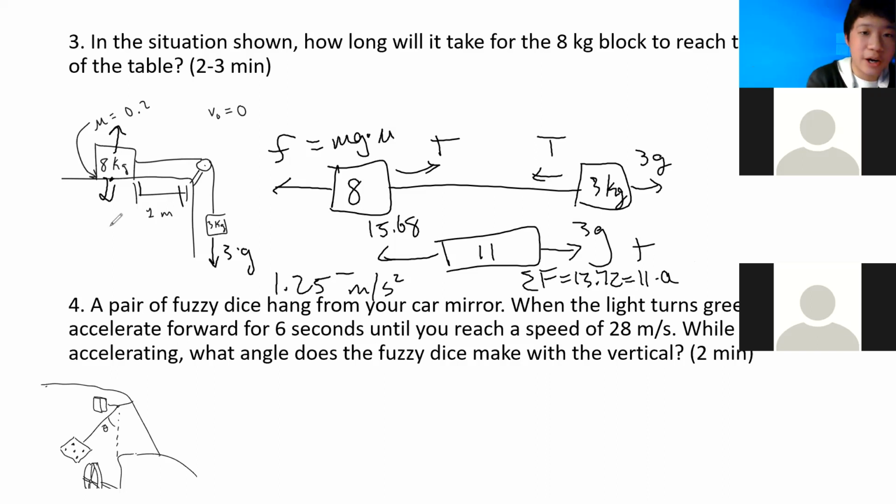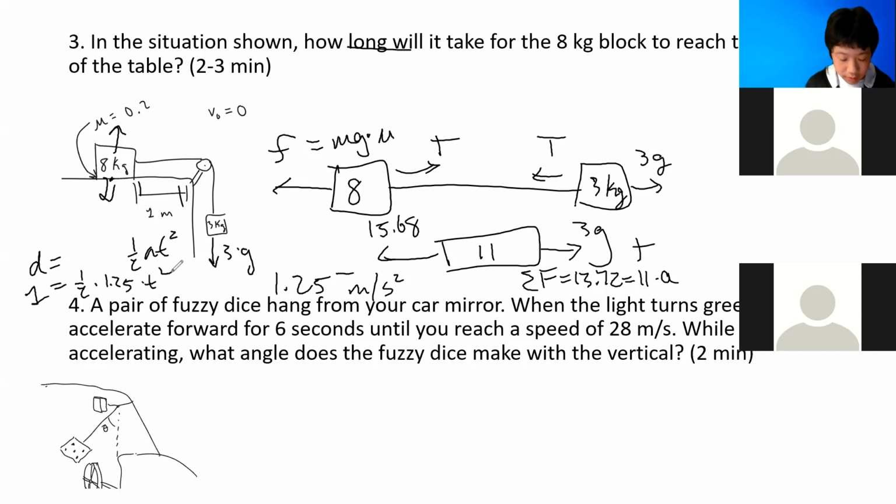So it's asking for how long it takes. So we can use a kinematic formula here. D equals V0t plus 1/2 at squared. In this case, V0 is 0 because it's starting at rest. And so our 1 meter is equal to 1/2 times 1.25 times t squared. And solving for that, I'll do 1 divided by that times 2, square root. The amount of time is going to be 1.27 seconds. Okay? So now for the second one.